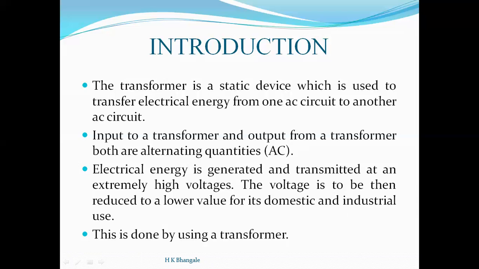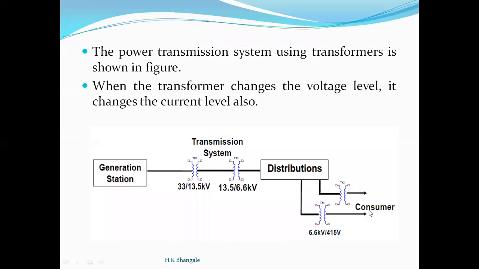Whatever the generated voltage at the generating station, the voltage level is very high, and this voltage we have to transmit and distribute at the user level. So we need that voltage to be reduced to a lower value for its domestic and industrial use, and this is possible only by using the transformer. The power transmission system using a transformer is shown in this figure.